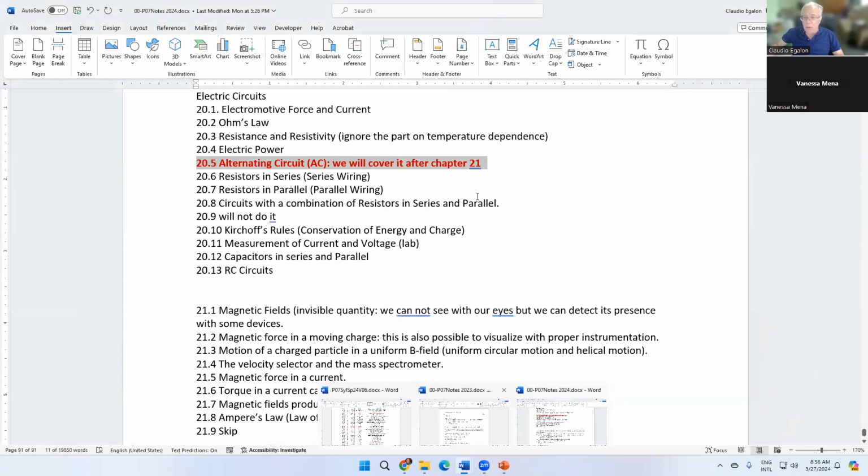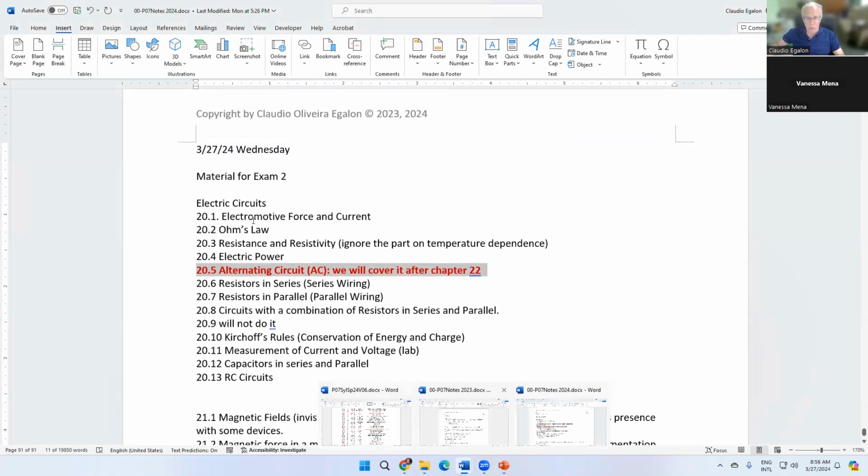Wait a minute. No. After chapter 22, not chapter 21, it's chapter 22. Okay, we didn't cover alternating circuit yet because we need the material from chapter 22 to explain how alternating circuits work and how we can get a power supply that will produce this alternating circuit. Okay, so it's after chapter 22.